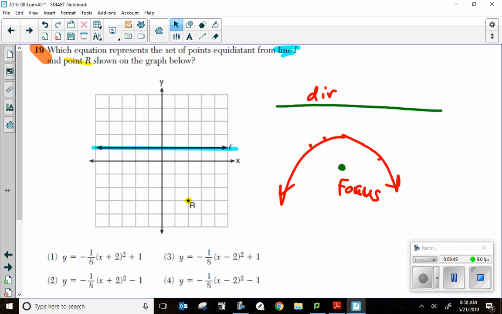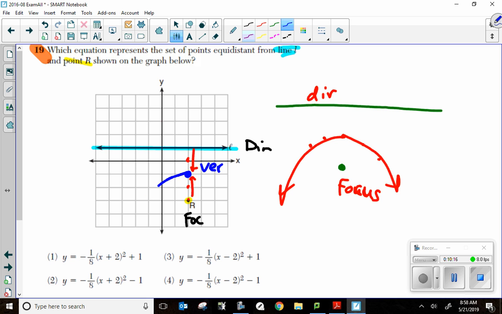Anyways, let's take a look at this. I know that if this is my directrix, L, and this is my focus, that my vertex is exactly in between. So we have 1, 2, 3, 4. That's a distance of 4. So if I go halfway, if I go 2 up, and if I go 2 down, that's where my vertex should be. This point right here is my vertex.